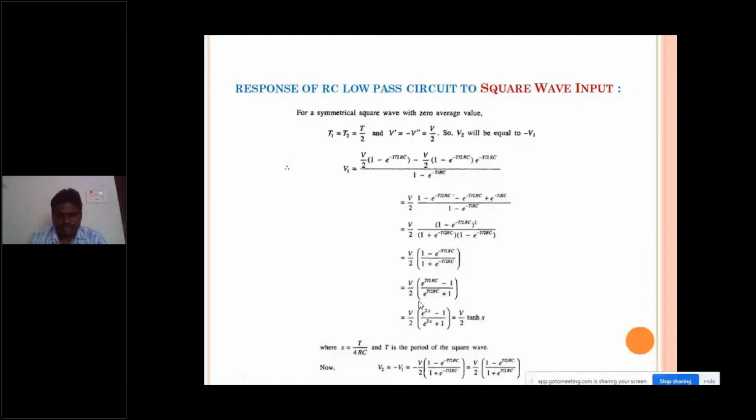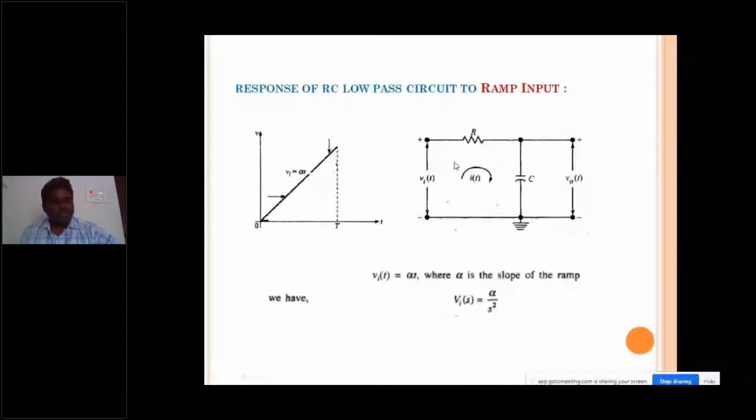I can give the expression for the output curve like this. The next one is a ramp input. So what will happen if I apply a ramp input? The ramp input voltage is Vi equal to alpha into T. I'm also using the Laplace transform method to solve this. I'm applying Vi equal to alpha into T as an input to this low pass circuit.